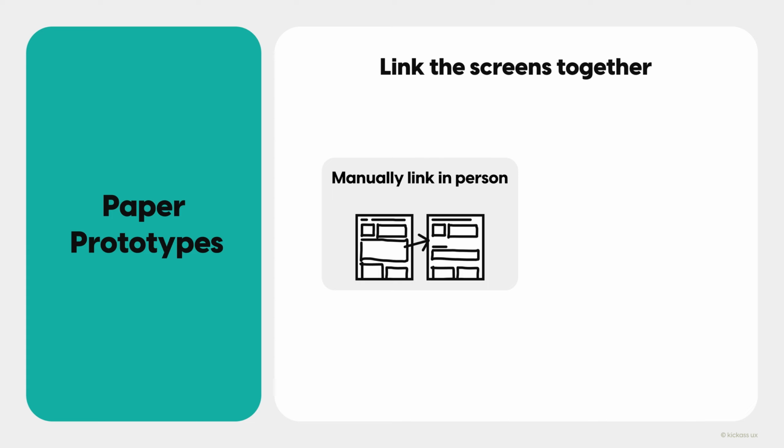First, you can manually link them yourself. This would mean you leave your sketches in paper form and have folks click or tap using their finger or pen. You would then show them the corresponding sketch depending on their decisions. Unfortunately, this can really only be done well in person. The second option is to use an app like Pop by Marvel or Figma to take photos and link the screens together to create an interactive experience.